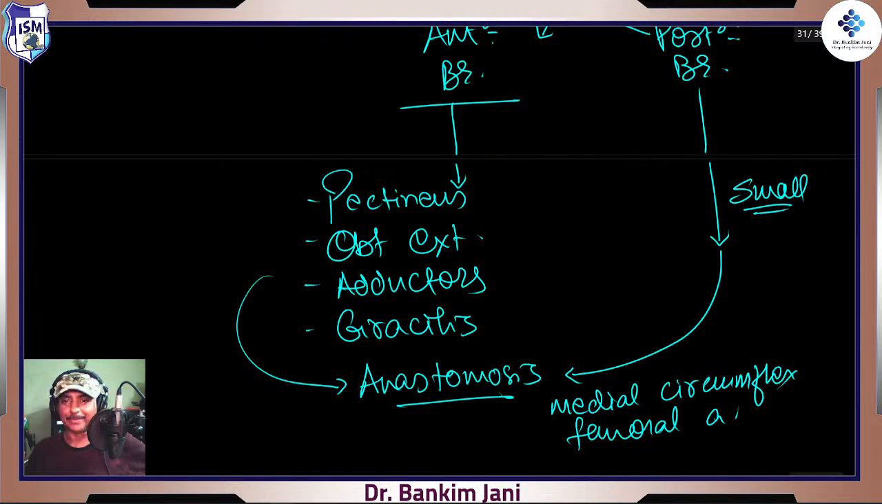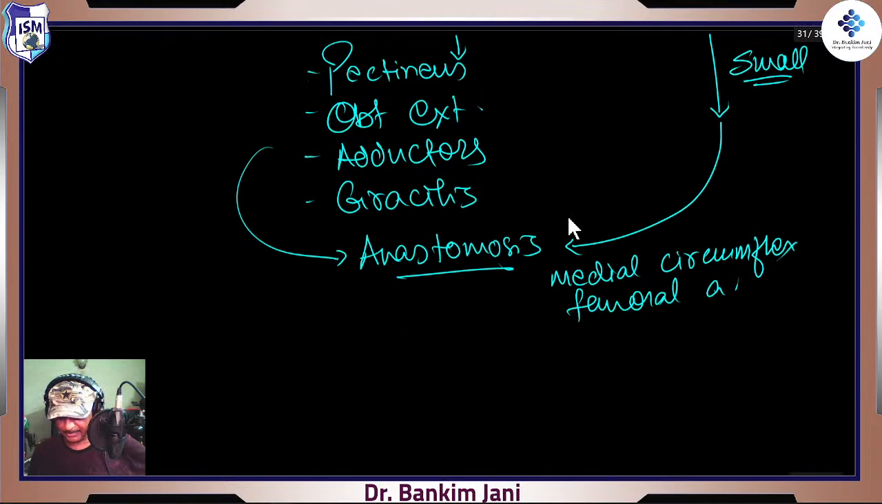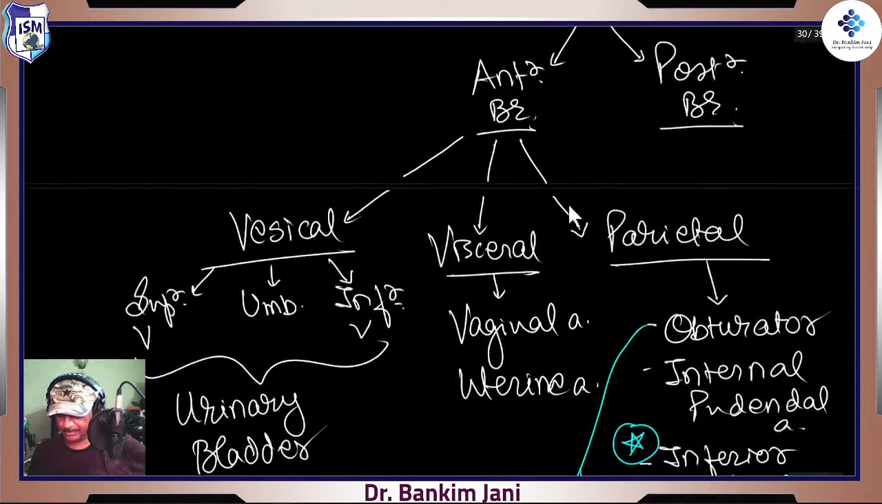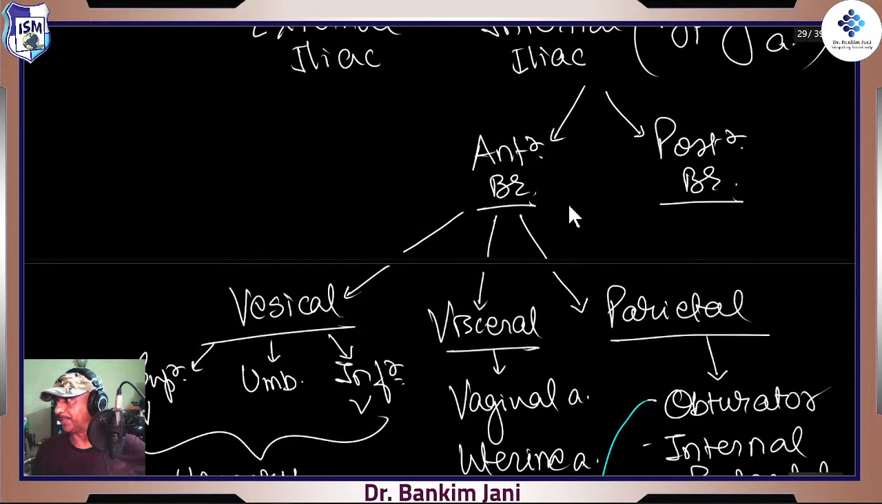Clear? Now we talk about that posterior branch. See, here it is, the posterior branch. Anastomosis is when one artery joins with another artery. They are also called circulatory anastomosis. It means in case one artery fails, there is another artery which will supply that region.